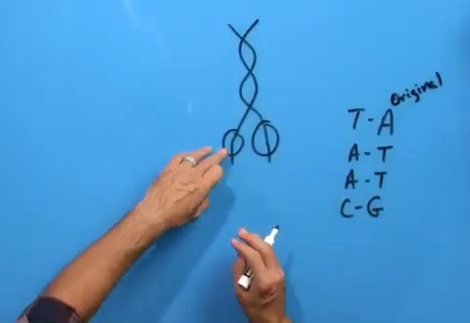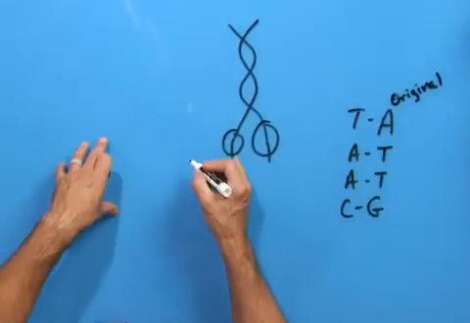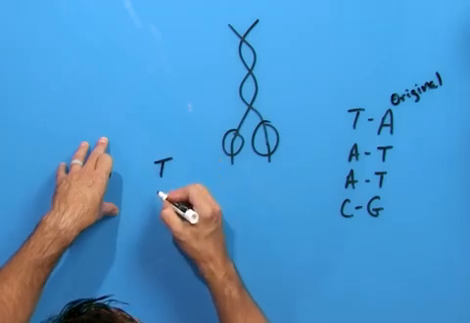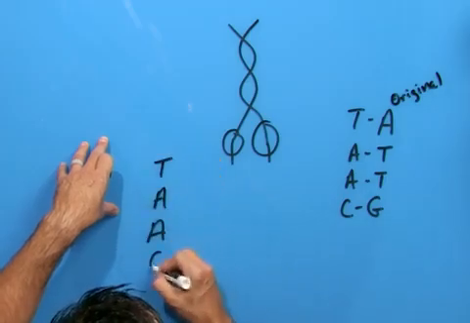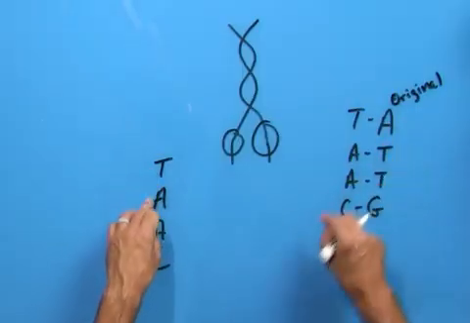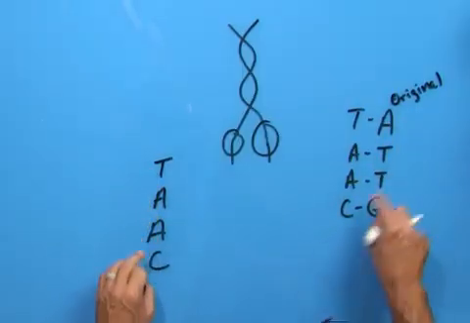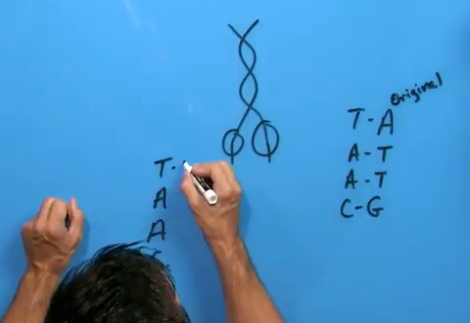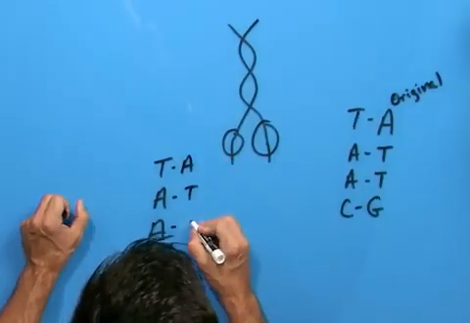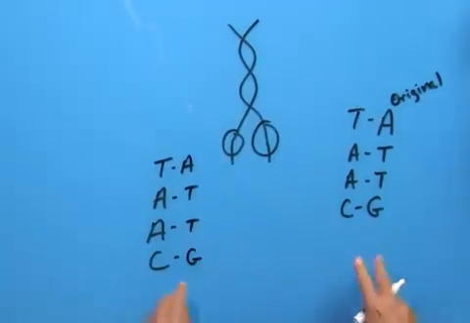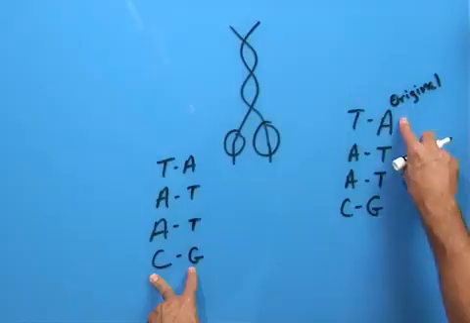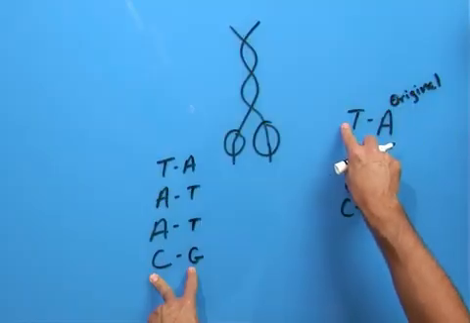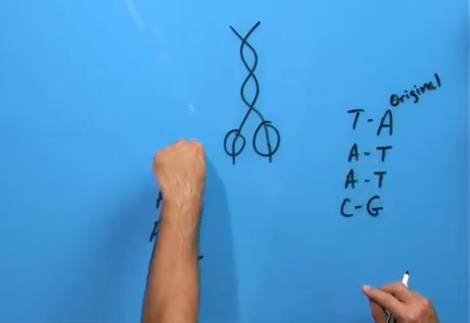If we were looking at the other side, originally when it was complementary, it would have read T, A, C, right? Because T goes with A, A goes with T, and C goes with G. So now on this side, when we add the new base pairs, we're adding an A, T, and a G. And when we look at these two now molecules of DNA, they are identical. They each have one original strand and one new strand.